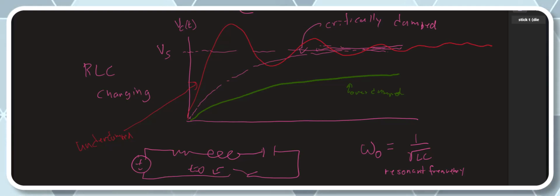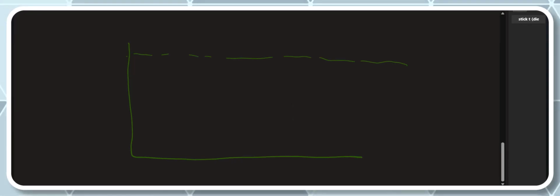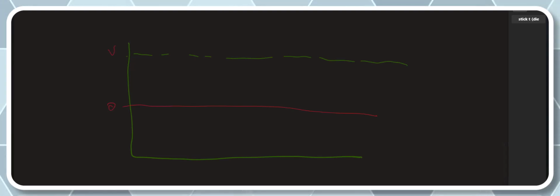Okay, now let's say we were discharging. So we're starting at some value. I'll put my 0, so this is 0 volts. This is V, just V naught where it's starting. This is the voltage across the capacitor.